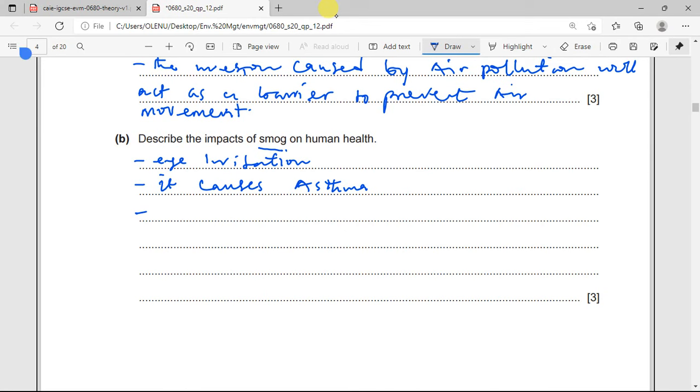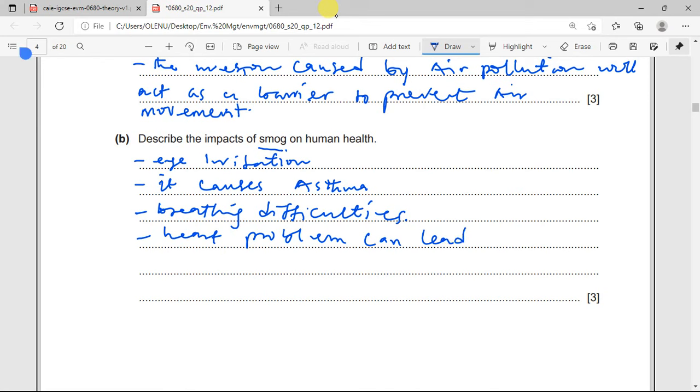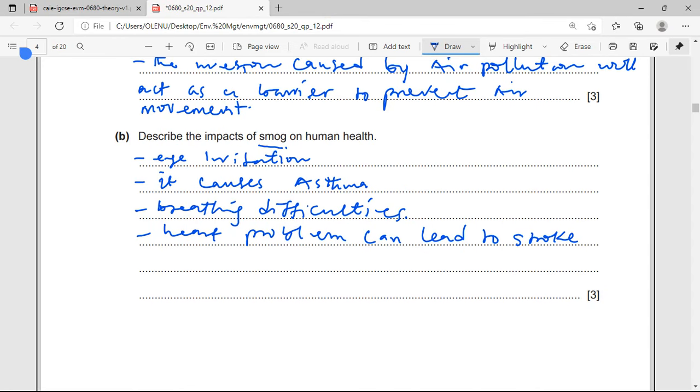Another impact is asthma. You can apply multiply effect here, so you can have breathing difficulties. Another impact, it can cause heart problem, and heart problem can lead to stroke. I think basically that's the major health impact of smog.